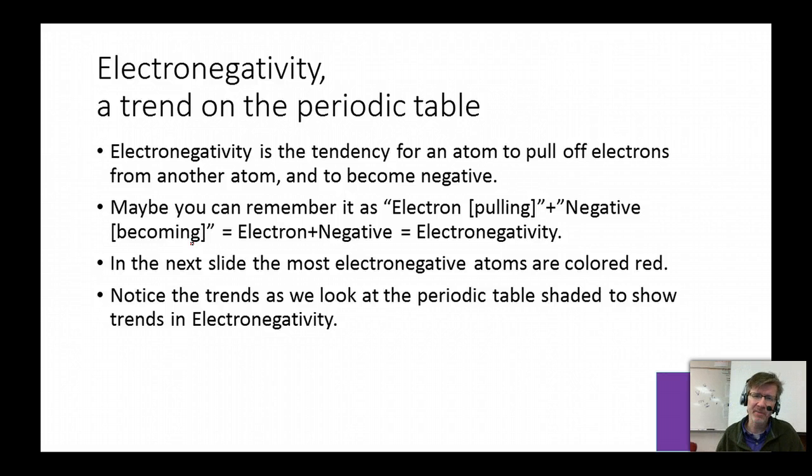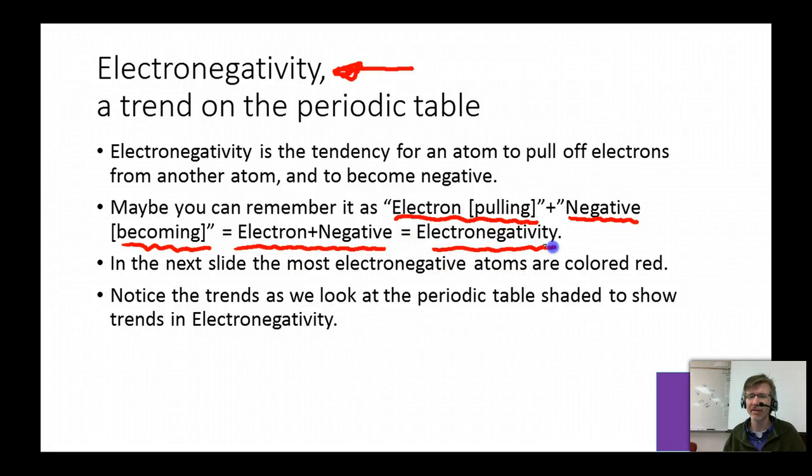Let's boil this down. Let's put a name on this tendency for something to pull electrons off of other atoms. It's called electronegativity. Yeah, it's a big word, but let's break it down. One way you might remember is anything that's electron pulling is negative becoming, because you pull more electrons than you have protons, you get negative. So electron plus negative, electronegativity.